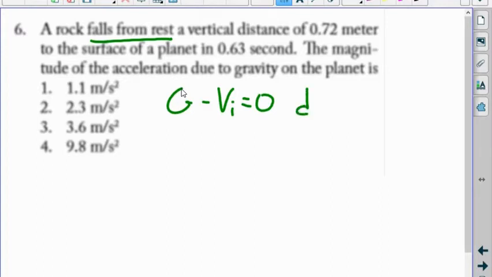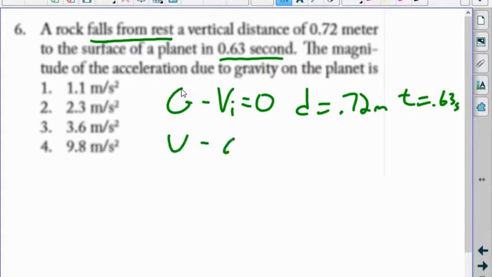The distance that it falls is 0.72 meters, and it does so in a time of 0.63 seconds. Okay, and then the unknown, what we're looking for, is our acceleration. So if we try to find an equation that has all four of these, we're not going to find one. So we need to go back to what we're given: we have initial velocity, we have distance, and we have time. And let's look at our formula sheet and see what we can get from that.